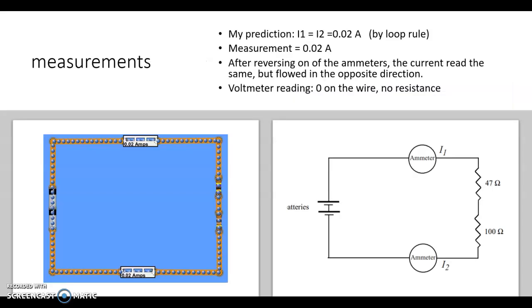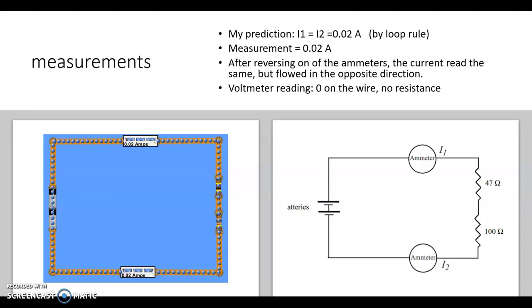So as some starting measurements, for the first circuit, I predicted that the current for the first ammeter and the second ammeter would both be 0.2 amps. Because of the loop rule, the current should be the same throughout it. And the measurement for the actual circuit reflected this, and it was also 0.02 amps.